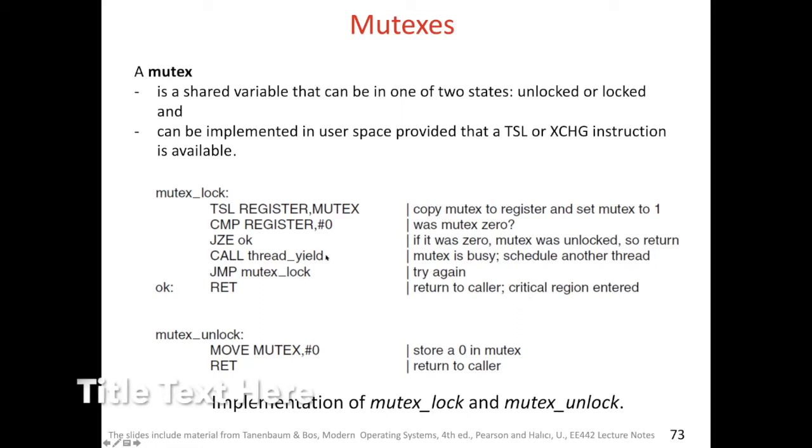Call thread yield: mutex is busy, schedule another thread. Jump to mutex lock, try again in the loop. For mutex unlock, move mutex 0, store a 0 in mutex, and return to caller.